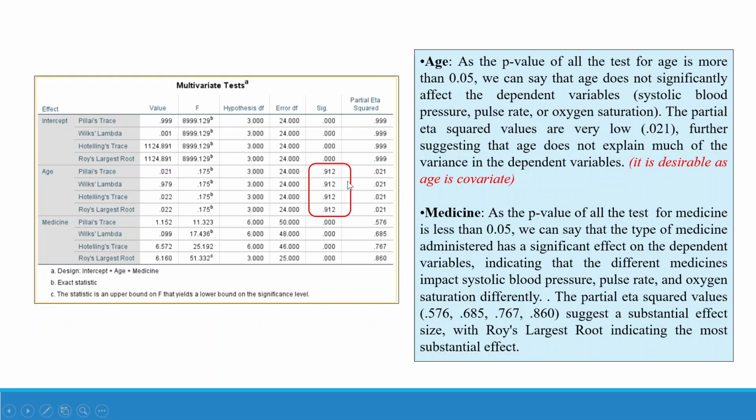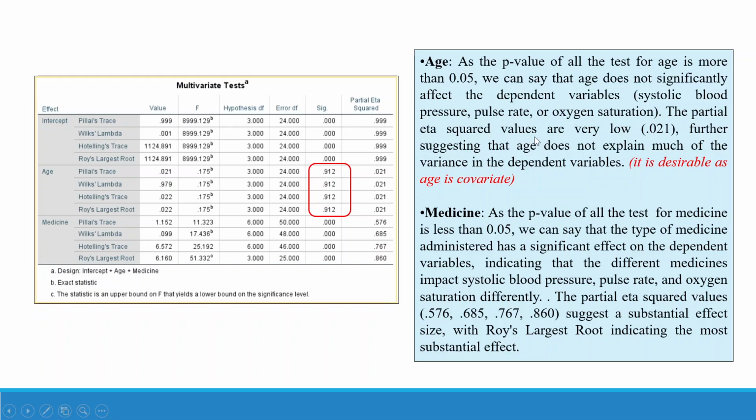P-value more than 0.05, which is really good. Age does not have any effect on medicine. So as the p-value of all the tests for age is more than 0.05, we can say that age does not significantly affect the dependent variable. The dependent variables are systolic blood pressure, pulse rate, and oxygen saturation.